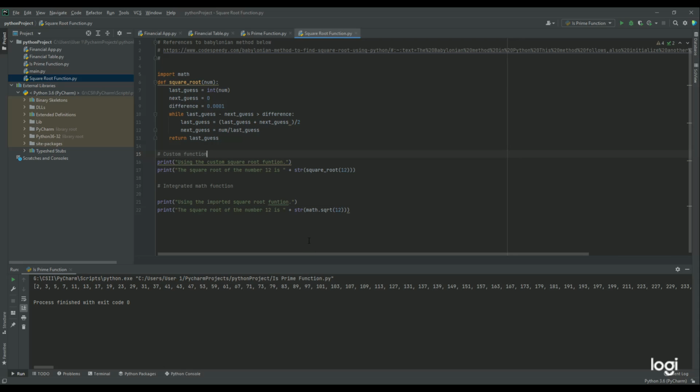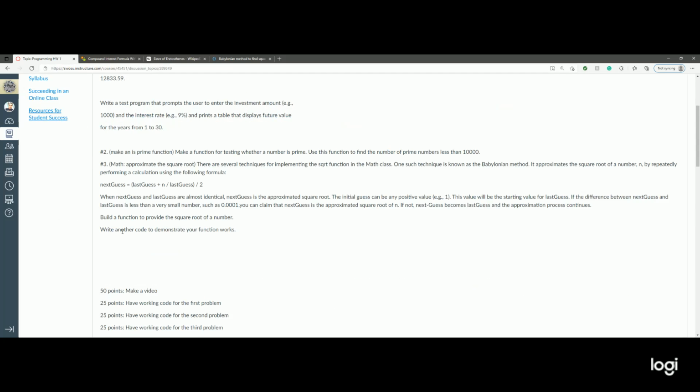We'll go over to the square root function, which I'll read first in our programming homework. Question number 3 says, math, approximate the square root. There are several techniques for implementing the square root function in math class. One such technique is known as the Babylonian method. It approximates the square root of a number n repeatedly by performing a calculation using the following formula. Next guess equals last guess plus n divided by last guess, all divided by 2. When next guess and last guess are almost identical, next guess is the approximated square root.